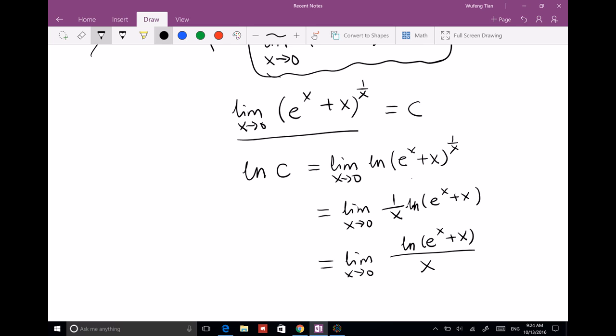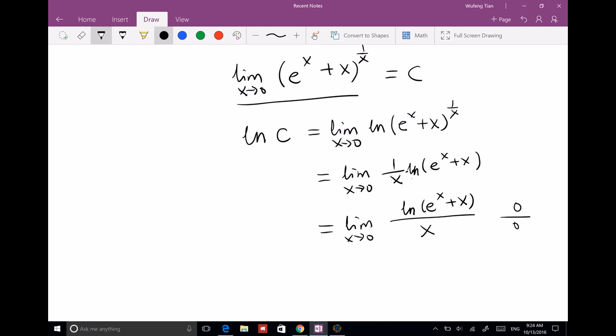Now we can see the bottom is 0. Now check the top. x goes to 0, e to 0 goes to 1, so e to the x plus x goes to 1. So it's ln 1, and ln 1 is 0. So the form is 0 over 0. It's perfect. Both the numerator and denominator are differentiable, so we can take the derivative on top and the bottom. Did you get the same thing, everyone?